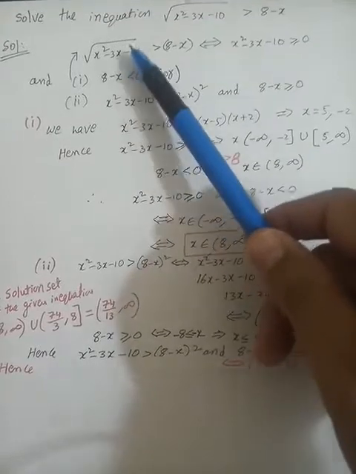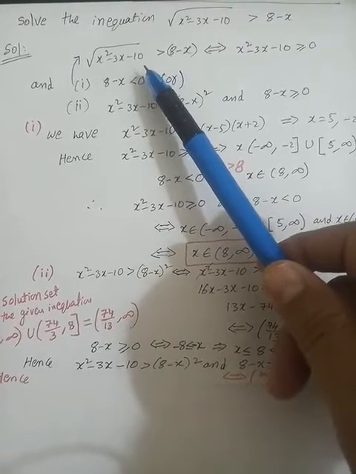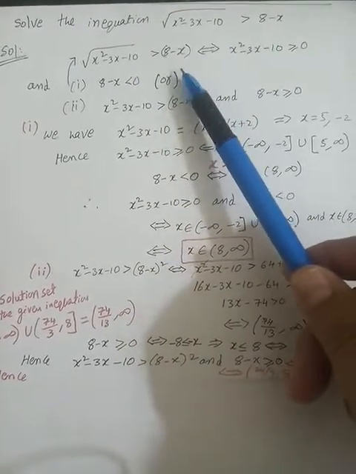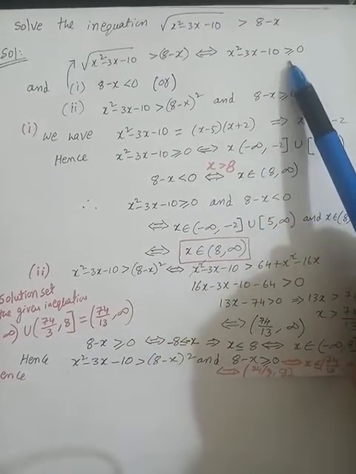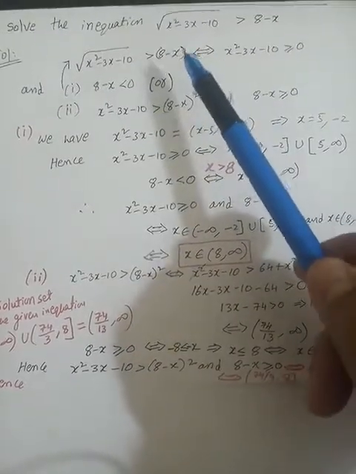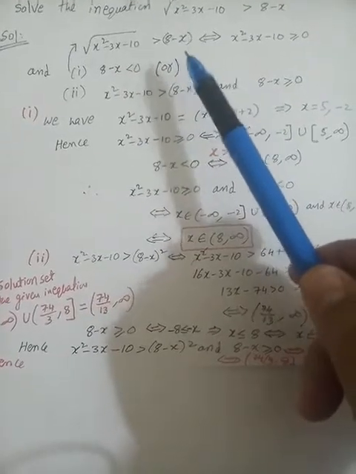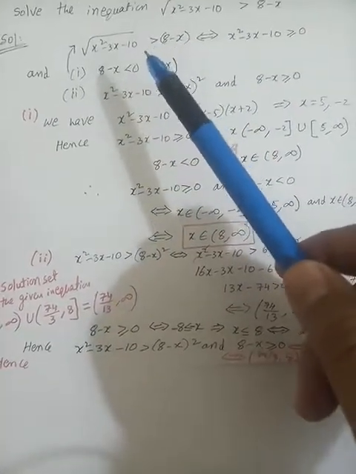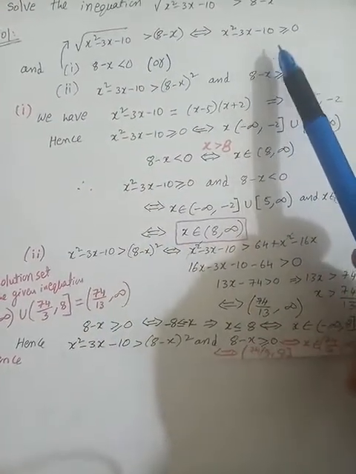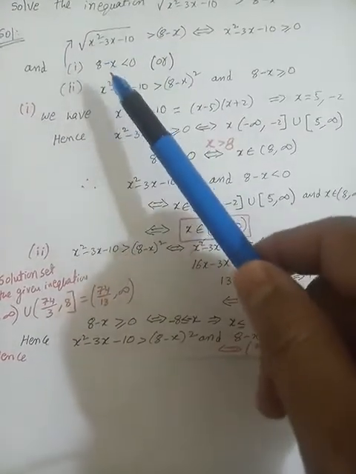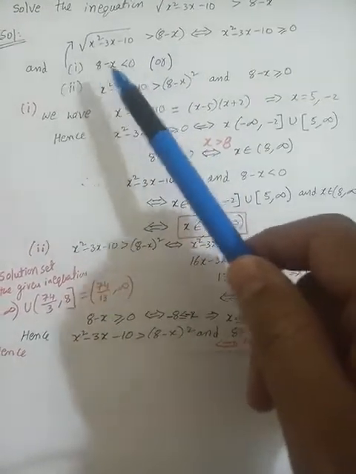So the first case here we have is root of x square minus 3x minus 10 greater than 8 minus x, which implies that x square minus 3x minus 10 is greater than or equal to 0. That means the left hand side is positive, greater than 8 minus x. So in this case, the expression inside the square root, x square minus 3x minus 10, is greater than or equal to 0, and 8 minus x is negative, that is less than 0. This is the first case.